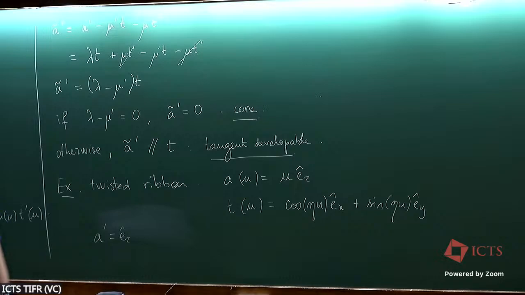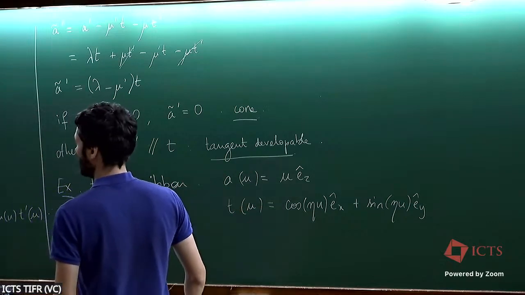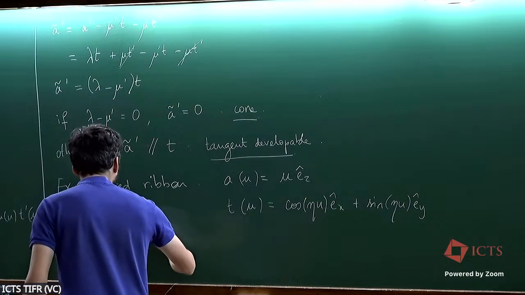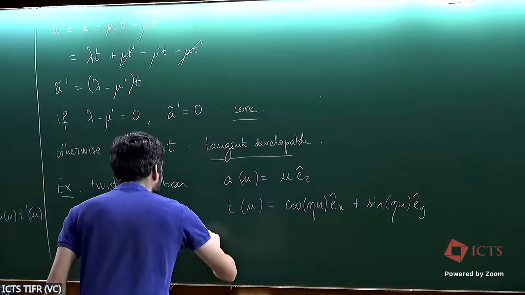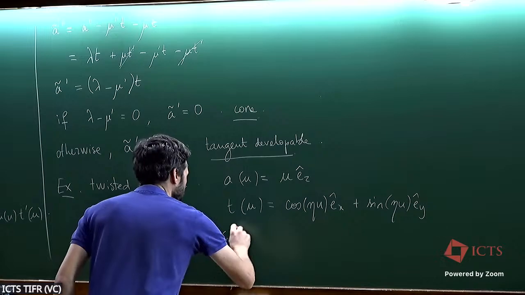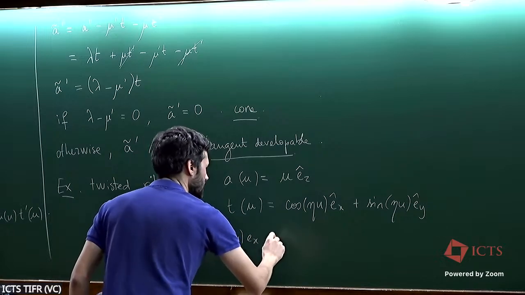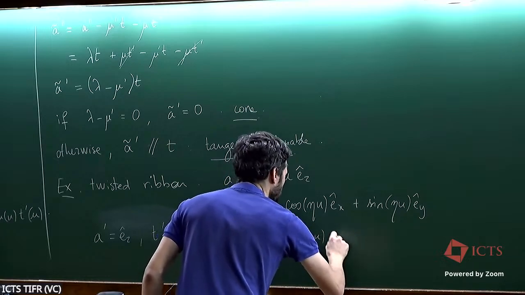So it satisfies this condition. The tangent vector is cosine, obviously normalized. And these vectors are orthogonal. We satisfy this condition. We just have to compute T prime. And T prime is minus eta sine eta u e_x plus eta cos eta u e_y.